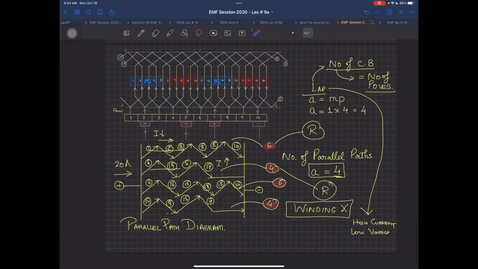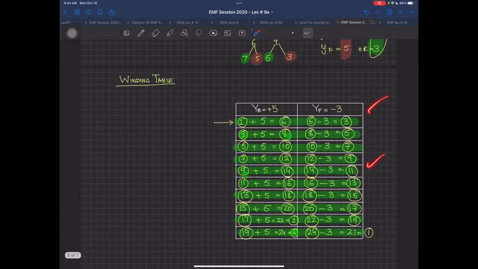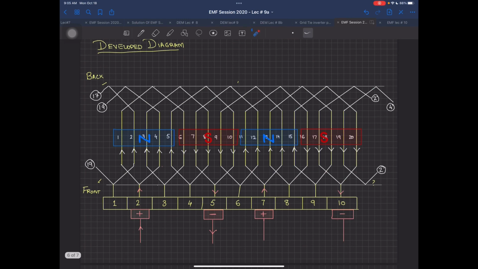There are 3 steps of winding failure. The first one: the winding table is never made. How is a winding table made? You start from 1, you end at 1. This is the first check. Second check: when you are going to put these arrowheads, in the north you are putting it up, in the south you are putting it down. You can change it vice versa, it's totally up to you.